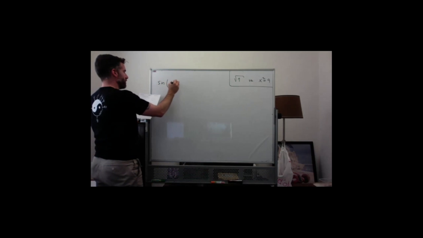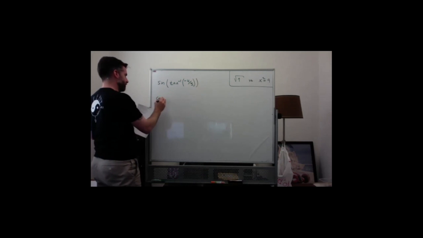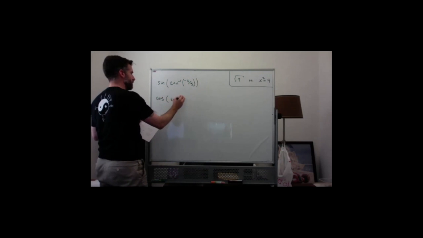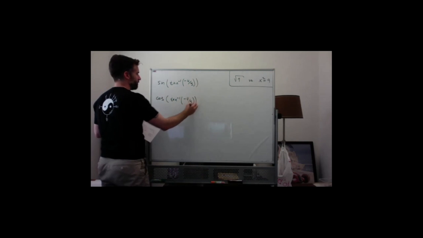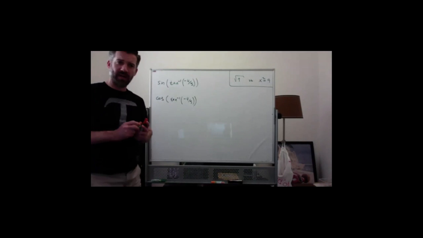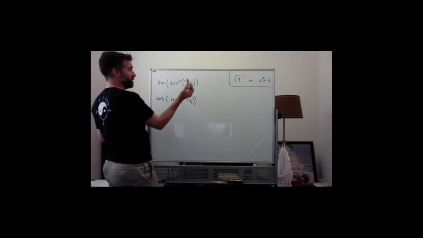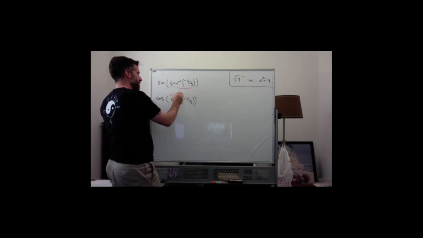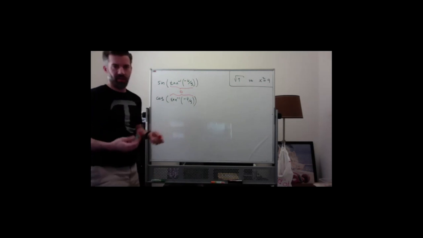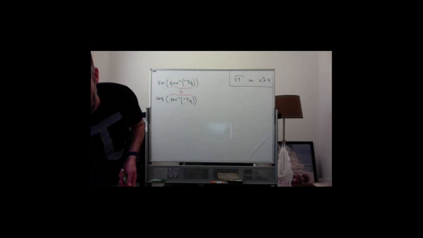So one more example like this. I want to find sine of the inverse tangent of negative 4/5 and cosine of the inverse tangent of negative 4/5. You can either type in the chat or show me on your fingers. First of all, of course, inverse tangent is an angle, and I'm going to call it theta like I do every time.